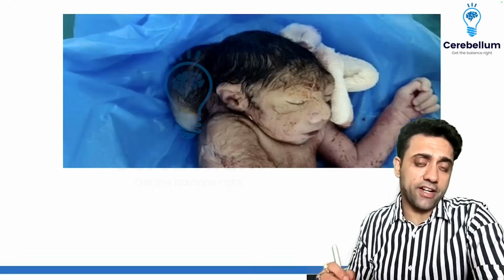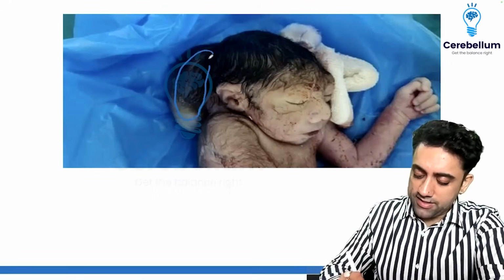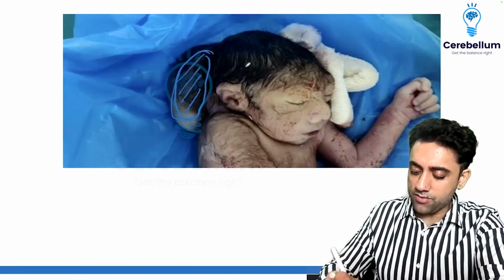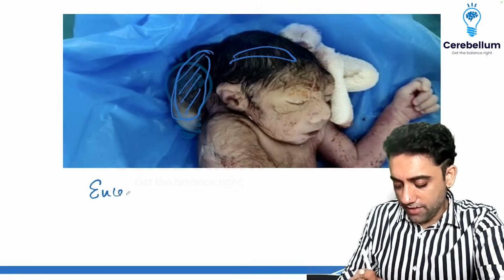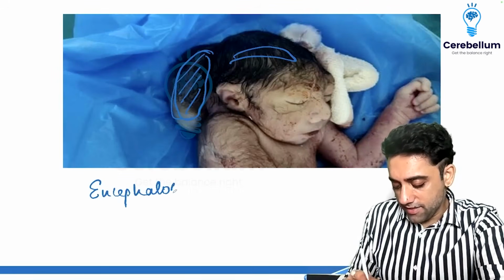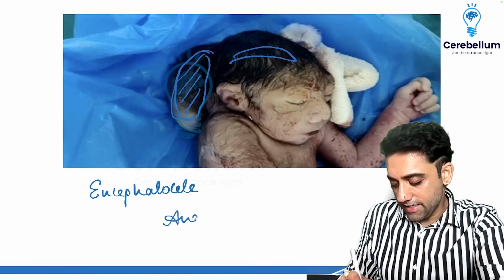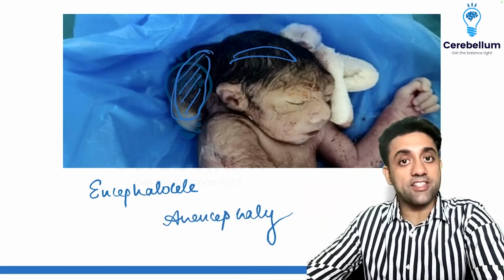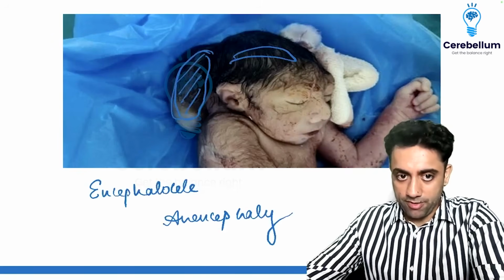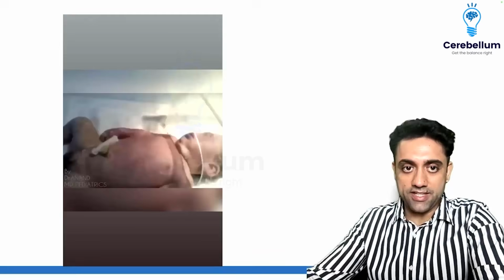Which neural tube defect is this? In this background, you can see this whole thing is already out, and even the head is kind of flat. So this is nothing but encephalocele with anencephaly. That's what you see in this patient. This is a neural tube defect. Mother has not taken folic acid during pregnancy. Number 2, this is the same patient: flat head, anencephaly, and background swelling, encephalocele.